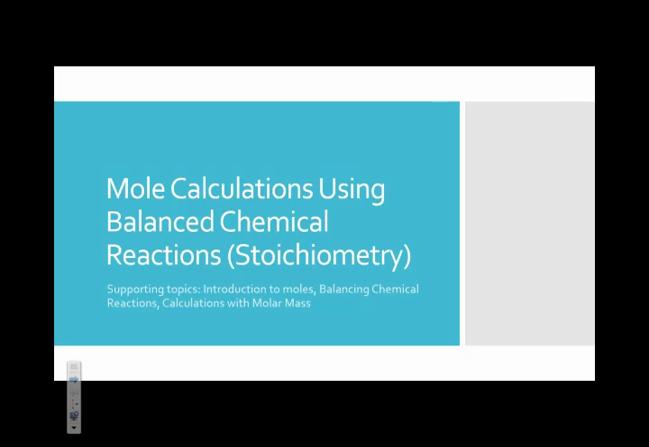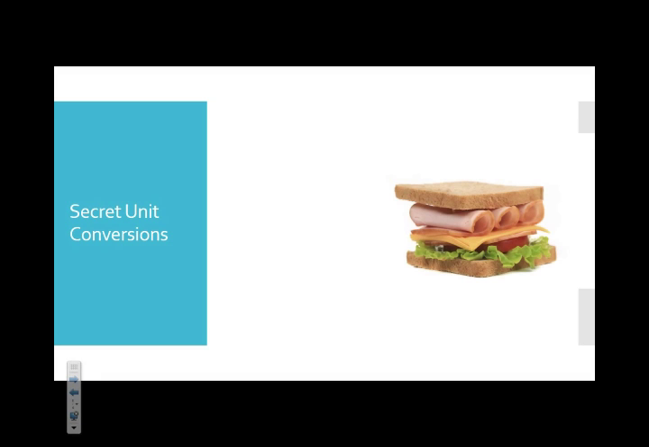Stoichiometry sounds like a really complex and scary word, but it is really just using balanced chemical reactions and the mole ratios within them to do some calculations. The supporting topics you'll want to be familiar with are introductions to moles, balancing chemical reactions, and calculations with molar masses. The thing about a balanced chemical reaction is it's a secret unit conversion.